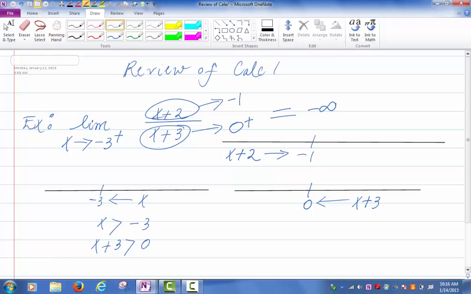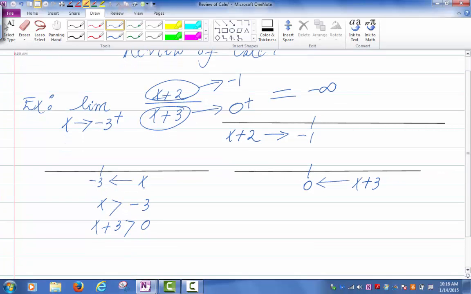You realize that? For example, what if x is, say, -2.99 or something? So this will be on the right side here. What will be x plus 3? It will be a positive quantity. So x is greater than -3, x plus 3 is positive. Is everybody okay? Is that making sense? All right. Okay, so the answer would be negative infinity.